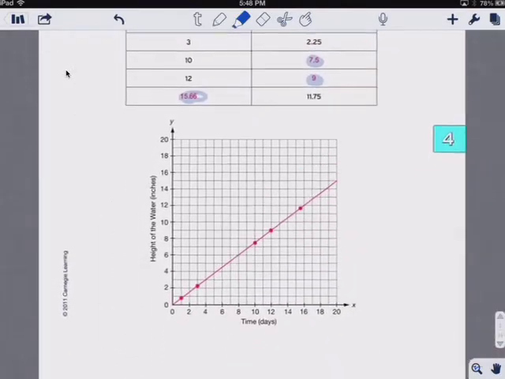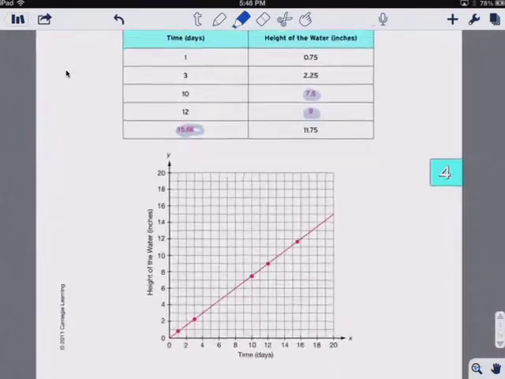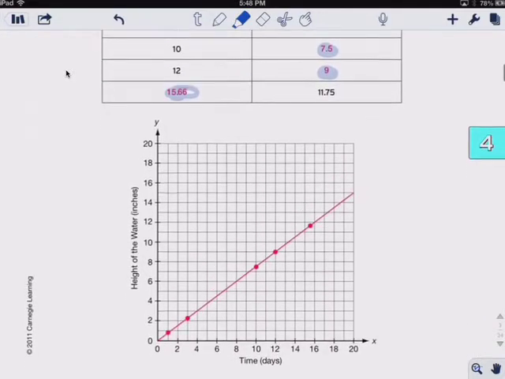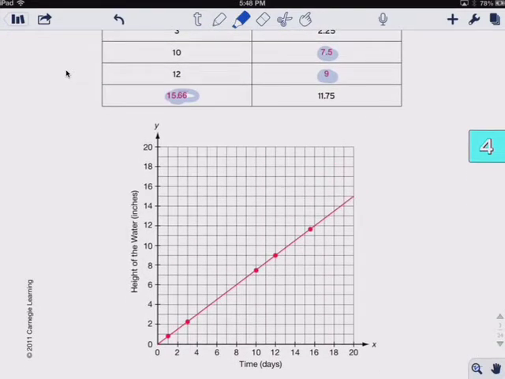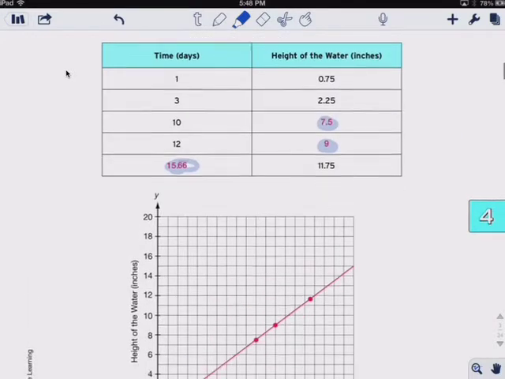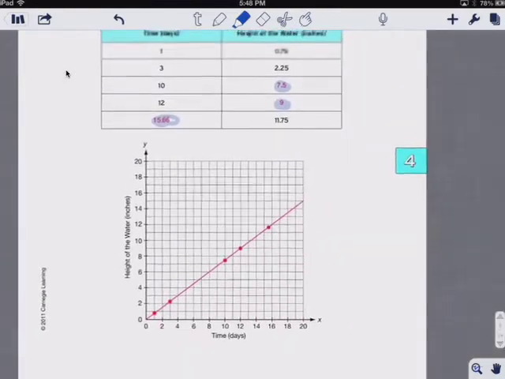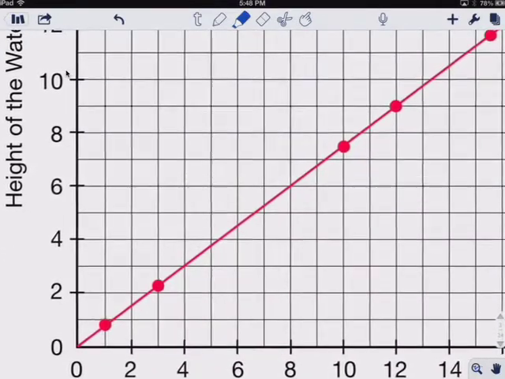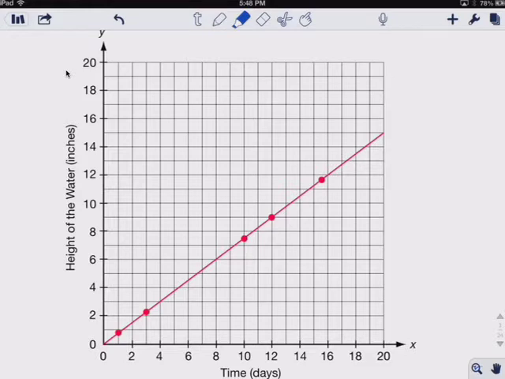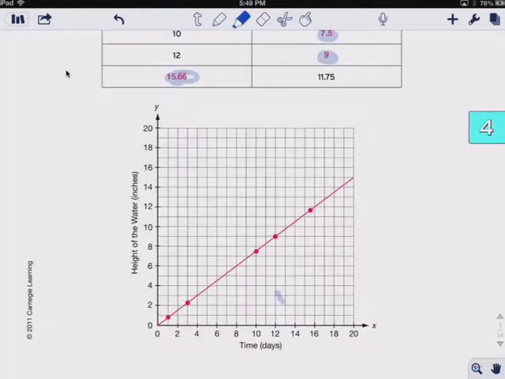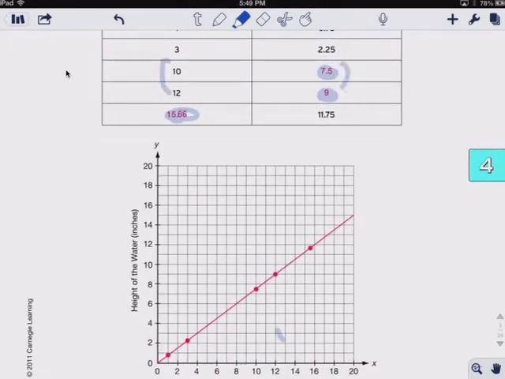Then you use the graph to put those dots in. 1 and 1.75 right below it, 3 and 2.25, 4, 10. 10 is our next ordered pair, 12, and then 15 and 11.7. So it should look like this.